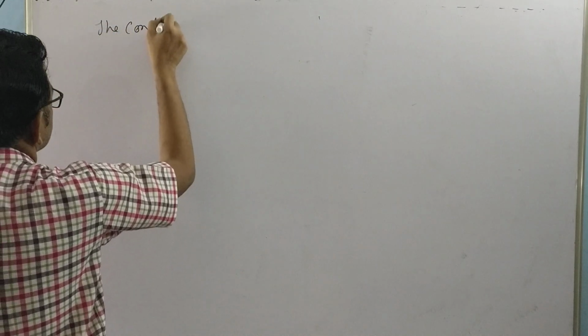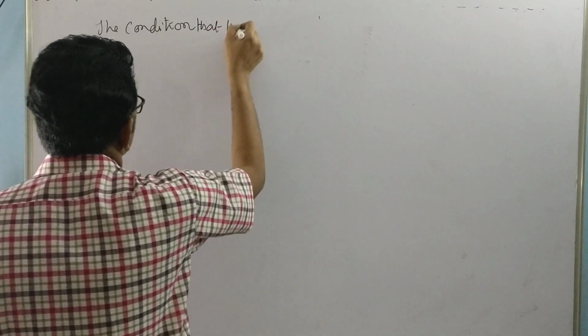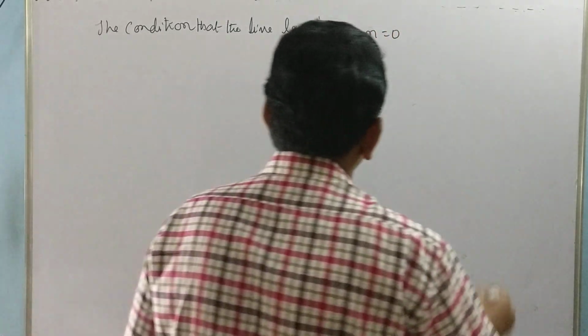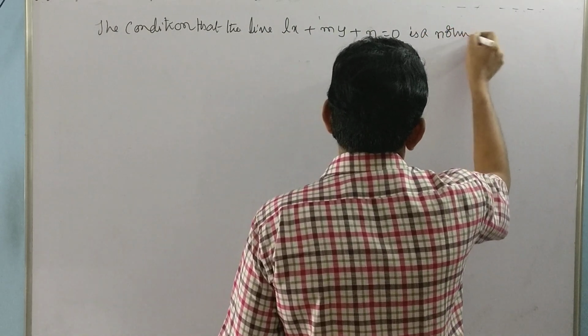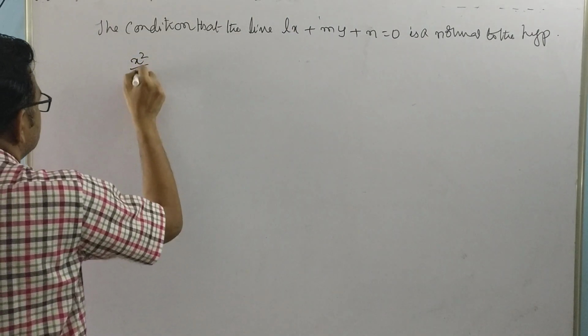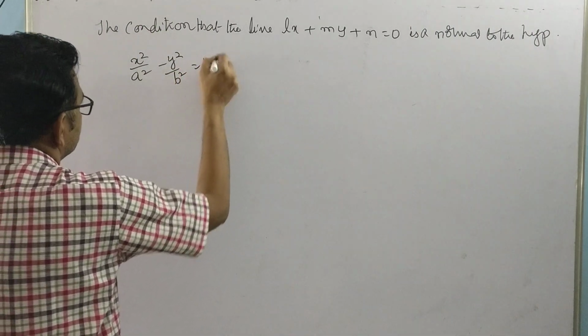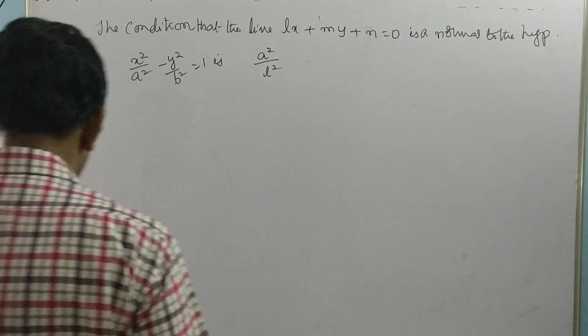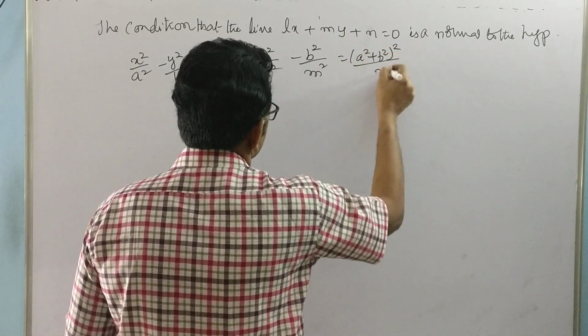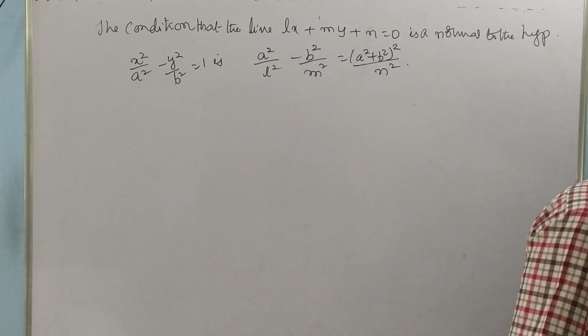Next one, the condition that the line Lx plus My plus N equal to 0 is a normal to the hyperbola x square by a square minus y square by b square equal to 1 is a square by L square minus b square by m square equal to (a square plus b square) whole square by n square. So, condition for normal.